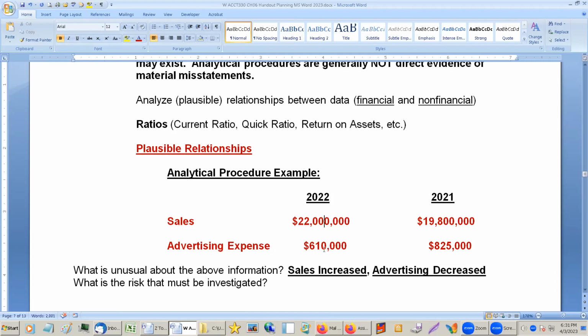So when you run into this and it goes opposite, it means you've got to look at something. So what could be the problem? Well, it could be that sales are overstated, that maybe these sales are not really 22 million, because you'd expect advertising to have gone up. Or it could be that advertising expense is understated. So let me do it now. So sales may be overstated.